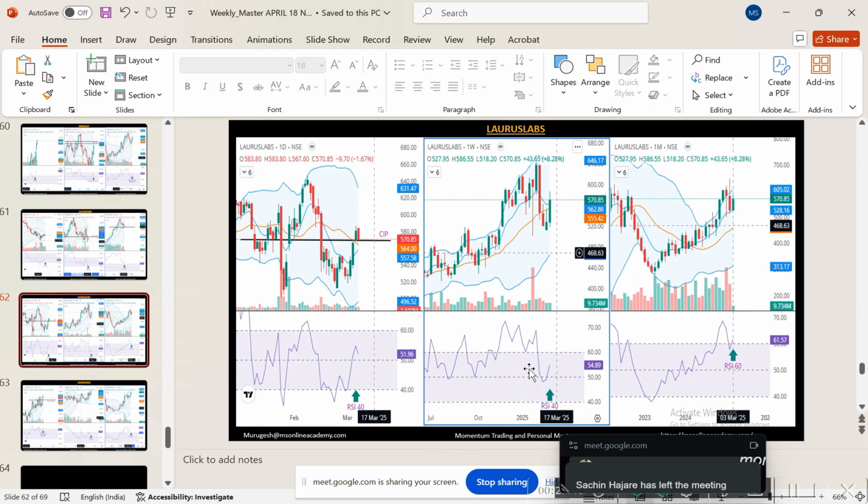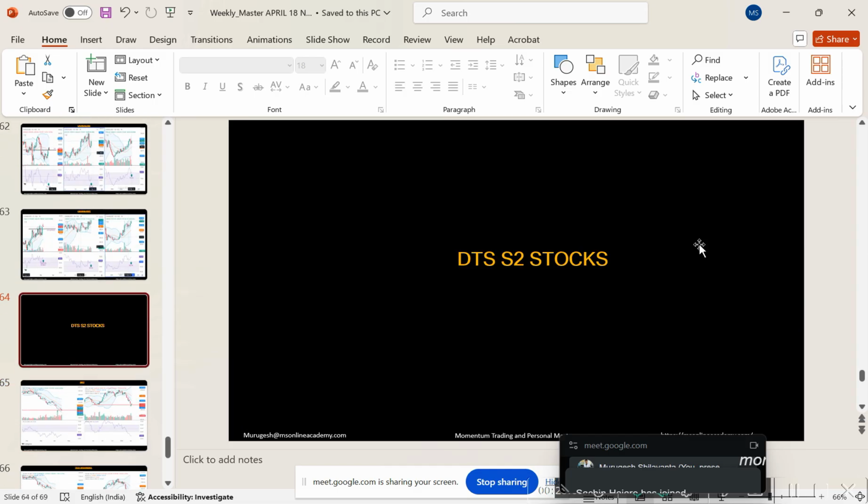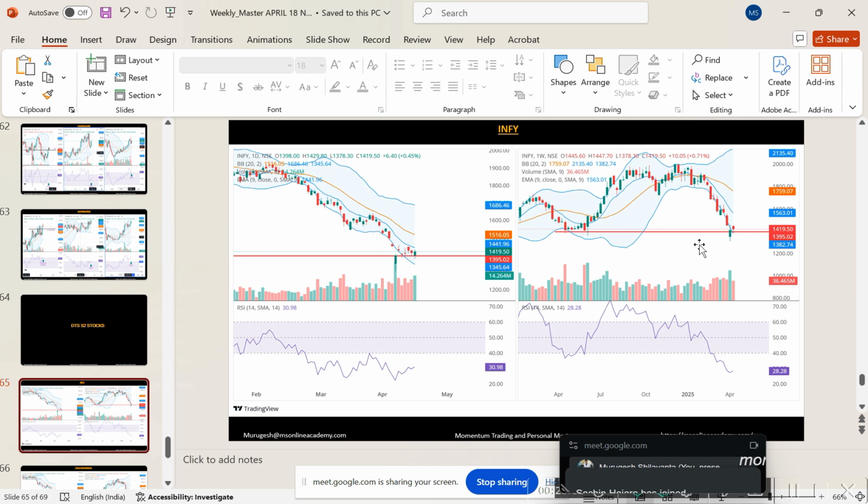Lotus Lab. Okay, it's from the pharma sector. There is a resistance in monthly. Better to avoid this one. Chambal Fertilizer, some multiple resistance again. Just wait for the proper breakout. These are the stocks for shorting purpose.